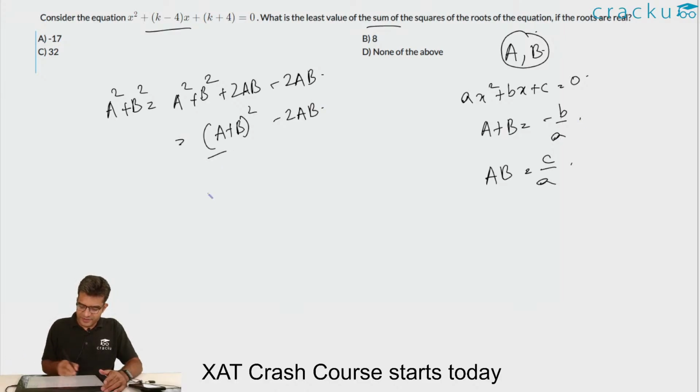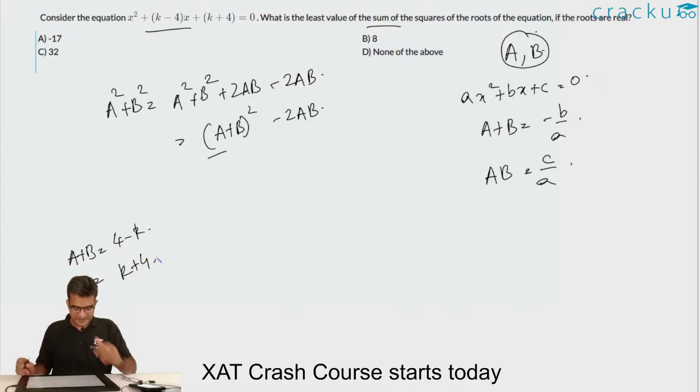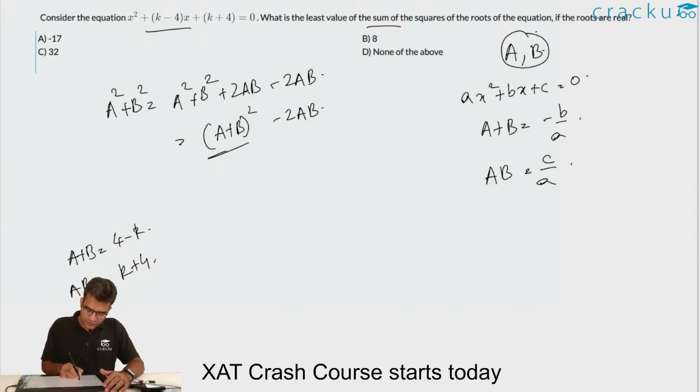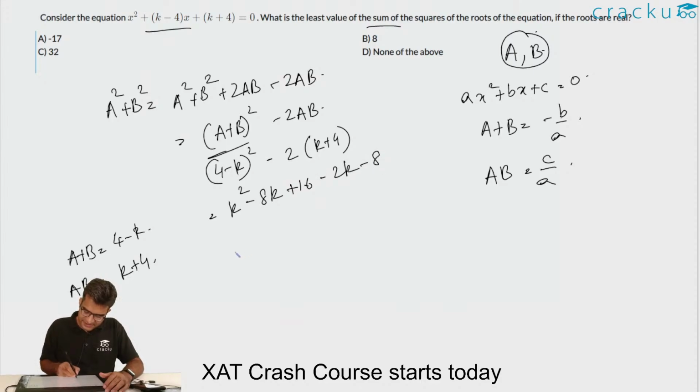(a plus b) whole square will be (minus b by a) whole square minus 2 into c by a. In this particular case, the sum of the roots a plus b is equal to 4 minus k, and the product of the roots a into b is equal to k plus 4. This would tell us that (a plus b) whole square is equal to (4 minus k) whole square minus 2 times (k plus 4). This is equal to k square minus 8k plus 16 minus 2k minus 8. This is equal to k square minus 10k plus 8.